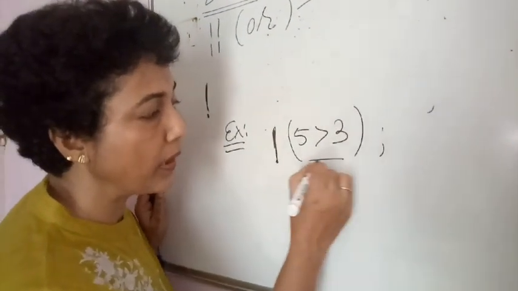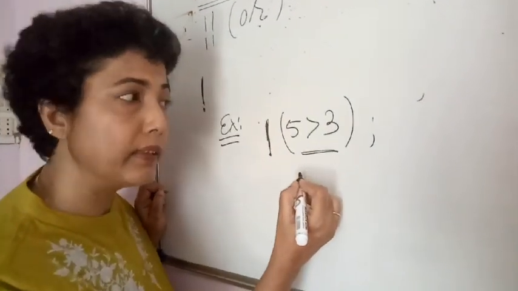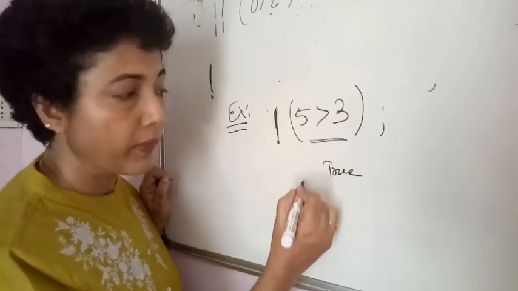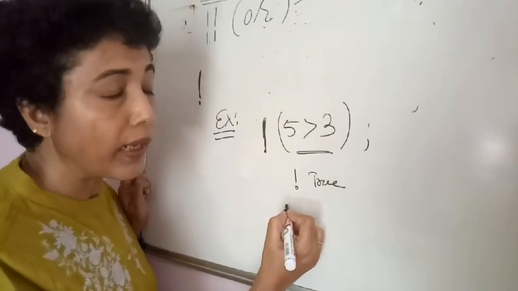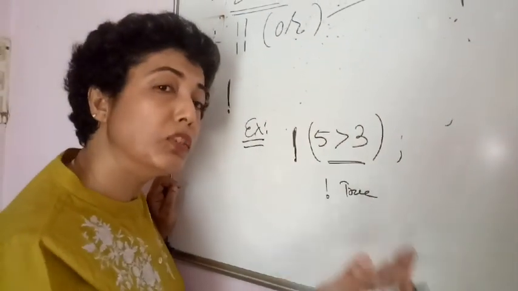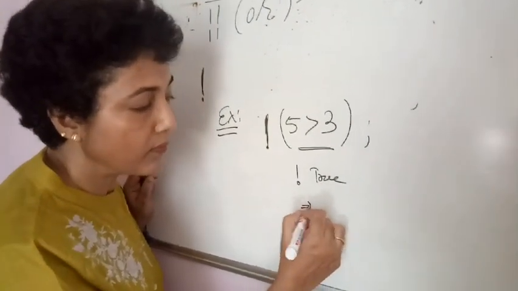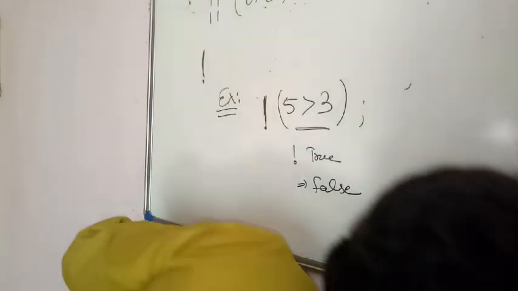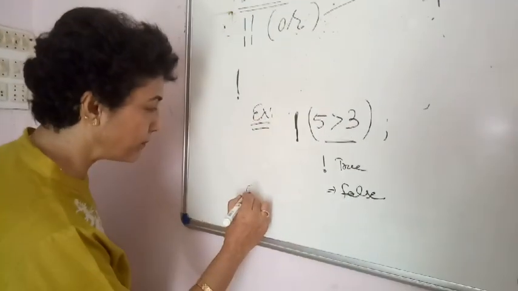To solve this, first of all, I have to find the answer for the relational expression present inside the parenthesis. What is that? 5 greater than 3, the answer I am getting is true. And the NOT operator will be applied to the value coming from this, that is true. It will find the reverse of the answer, right? So NOT of true is false. Whatever answer the expression is giving, it will just reverse it. Let us take another example.